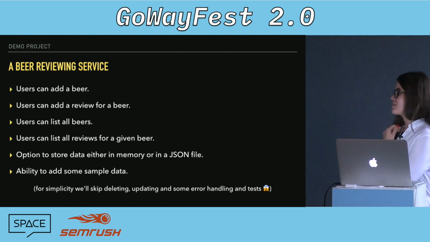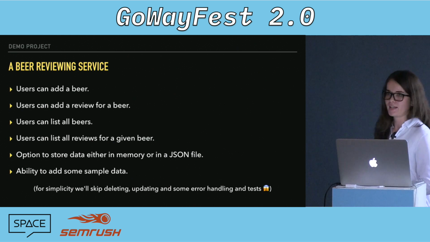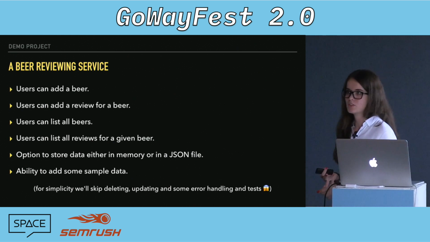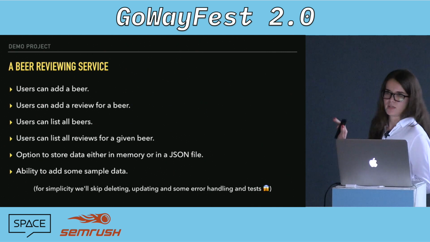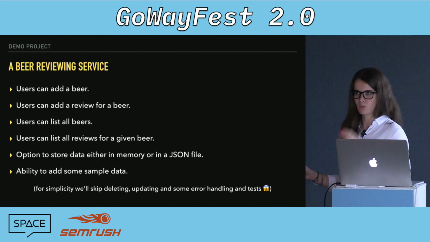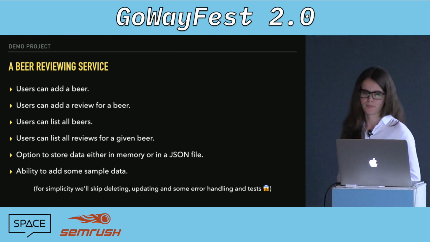So imagine I gave you this spec for a simple beer service. I want a user to be able to add a beer, and I want a user to be able to add a review for a beer, and I want the user to be able to list all the beers and list all the reviews that we have. And for simplicity, we'll skip updating, deleting, and so on. So it's not a full-blown production-ready API. It's just a fairly simple example.